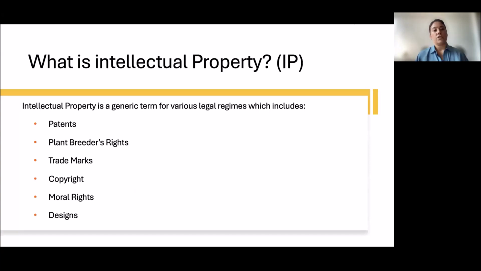So intellectual property is a generic term for various legal regimes, which includes patents, plant breeders' rights, trademarks, copyrights, moral rights, and designs. For synthetic biology, the most relevant, I would say, is patents because they're technical teachings, and protection is provided through the technical teaching and the technical specification of the invention. So usually inventors seek patent protection in the jurisdictions they wish to enter as markets as well. And plant breeders' rights, my colleague Hamish beautifully explained yesterday.